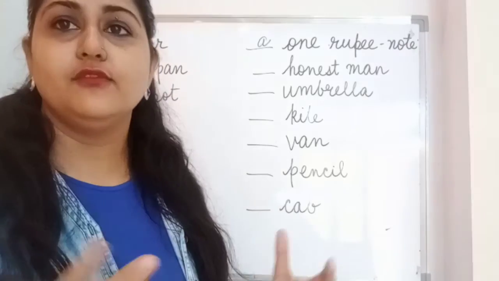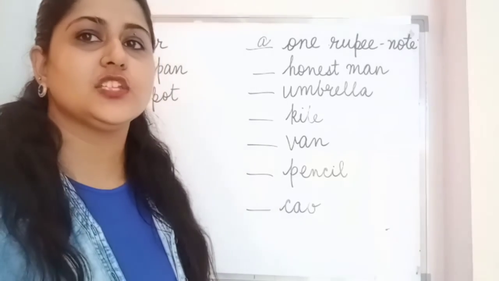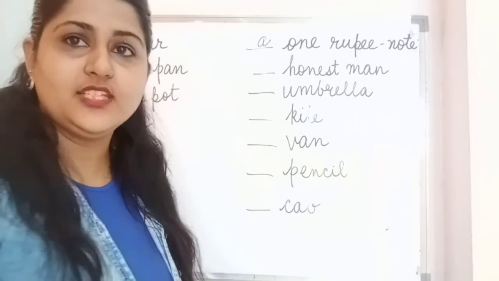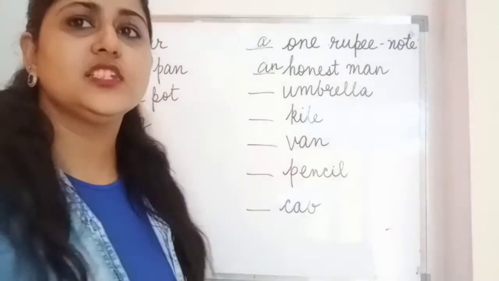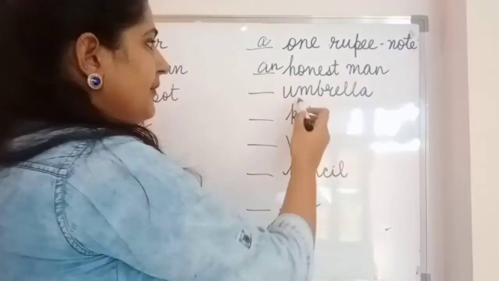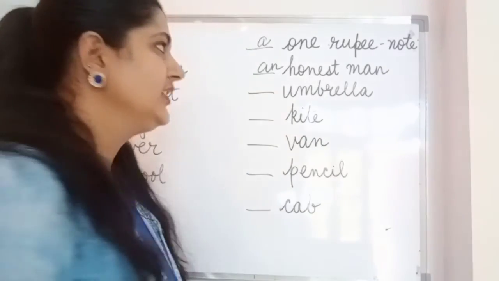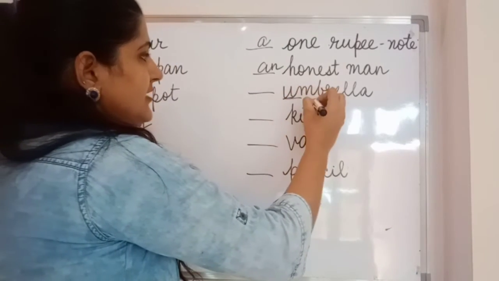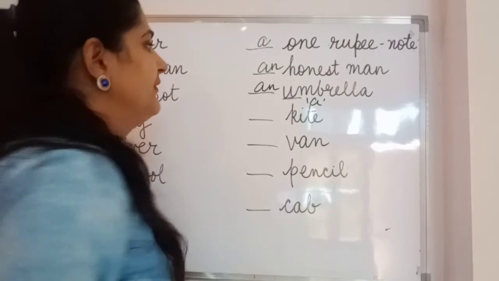Next is a blank honest man. The word here starts with h, but the pronunciation starts with a vowel sound, that is o. Honest man. So we will put an honest man. Then comes umbrella. It also starts with a vowel sound, right. So we will put an umbrella.